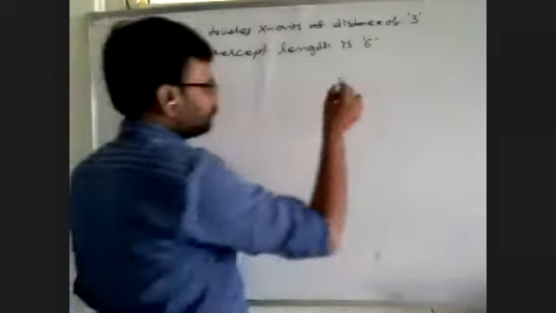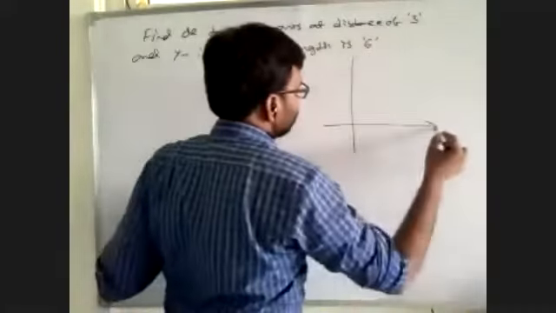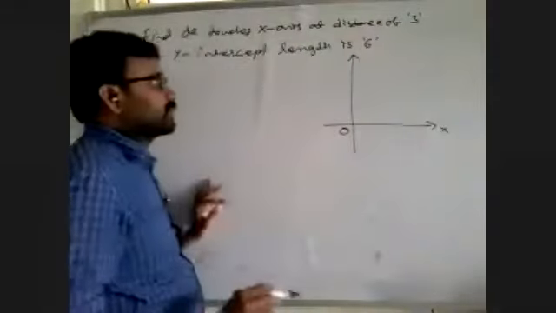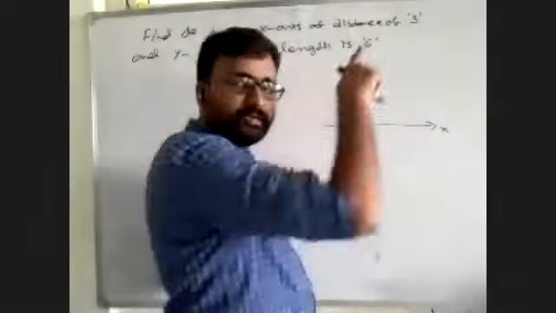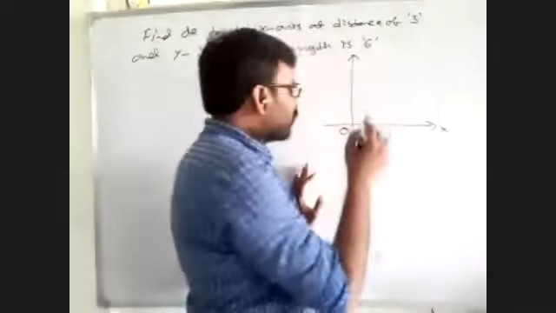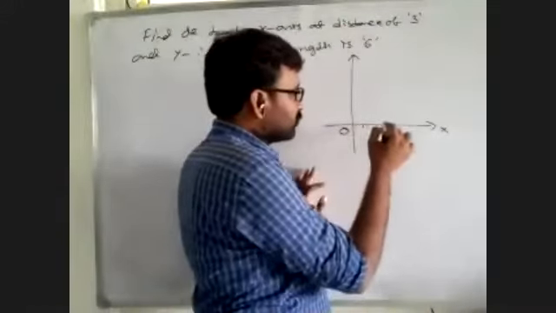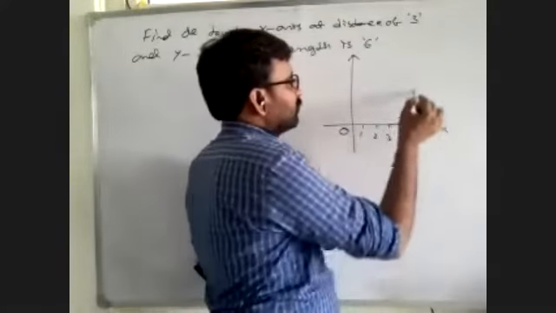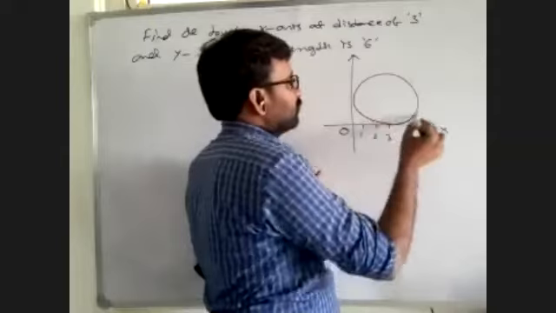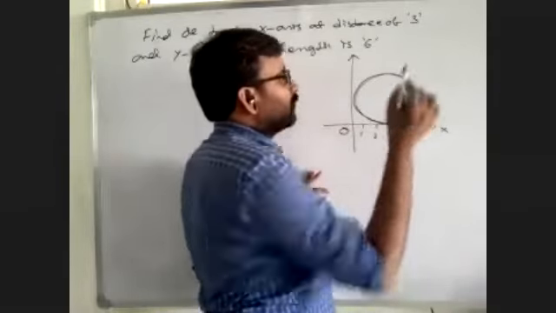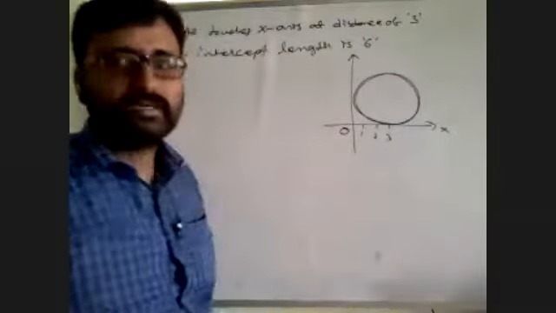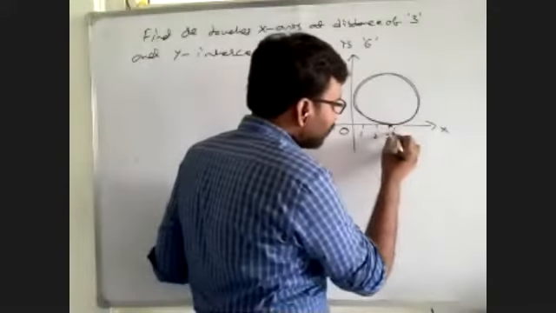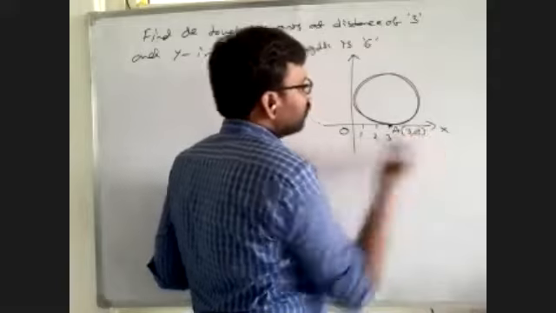See, what is the diagram saying? The circle touches the x-axis at a distance of 3 units from the origin. This is the origin, this is 1, this is 0, this is 1, 2, 3. Here the circle is touching, so the circle will be like this. This is the circle touching the x-axis at 3 units. Then this point will be (3, 0).